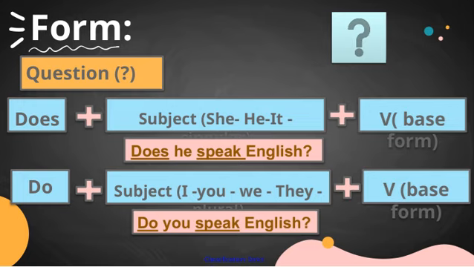Understanding this pattern is crucial because it helps us construct correct questions in English, which is essential for effective communication. So remember, the question form depends on the subject, and the main verb stays in its base form in both cases. This is a fundamental part of English grammar that you'll use frequently.